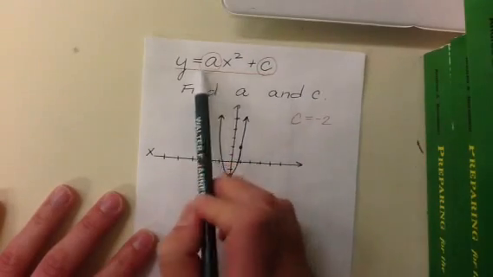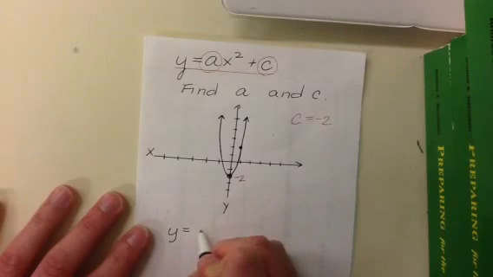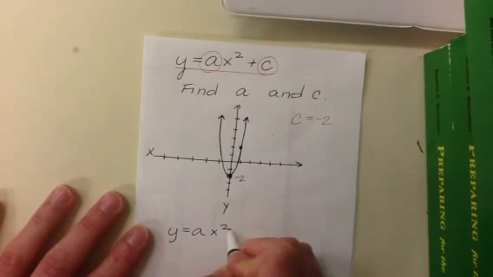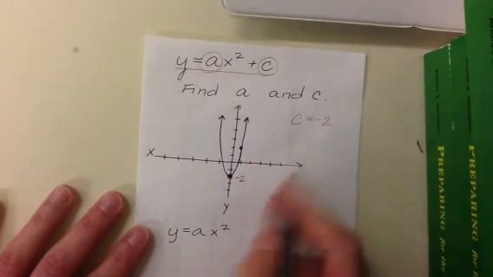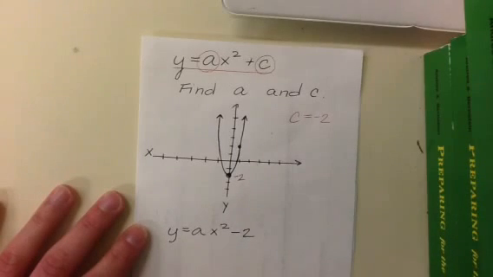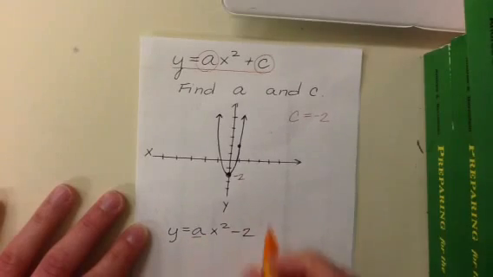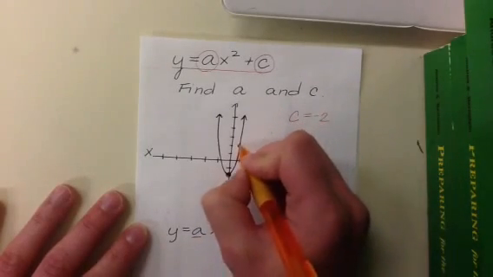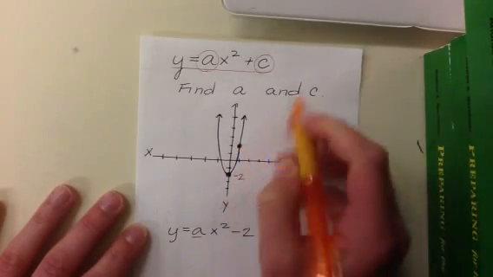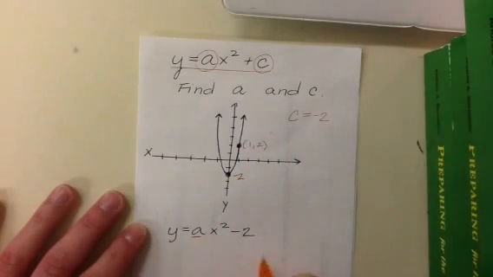Let me go ahead and put that into my equation. So I have y equals a x squared, and I know that the c is -2, so now I can just put in -2. Now I still need to find out this a value. I can do that by looking at the other point that I have on my graph. This is the point (1, 2).